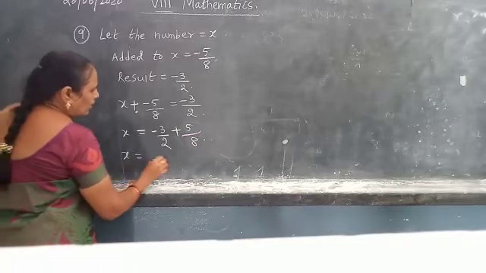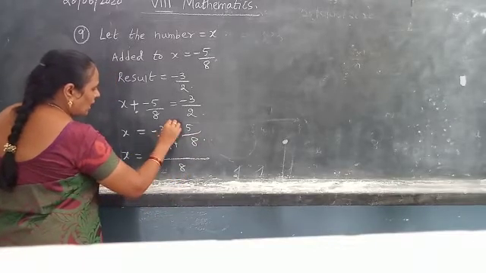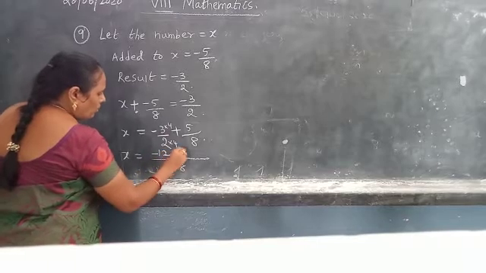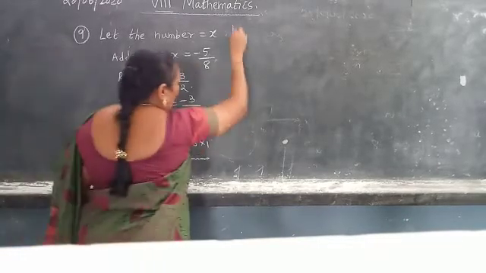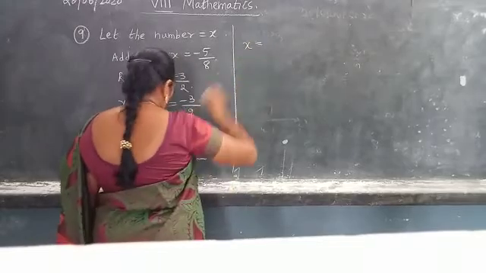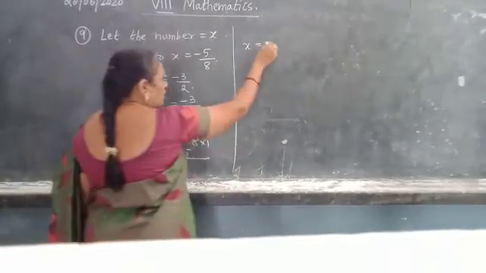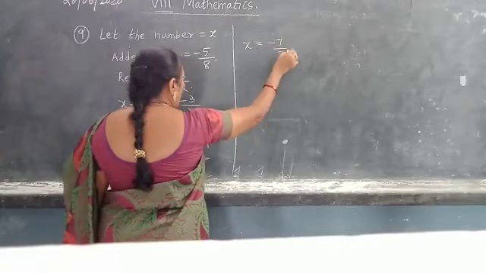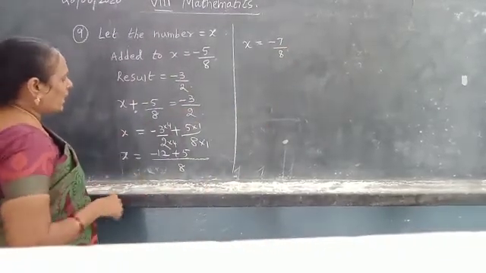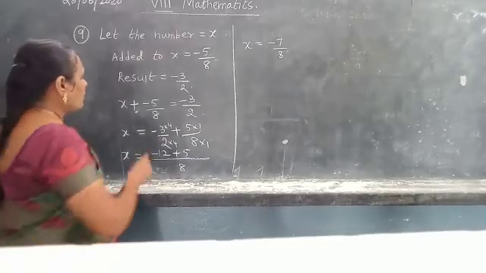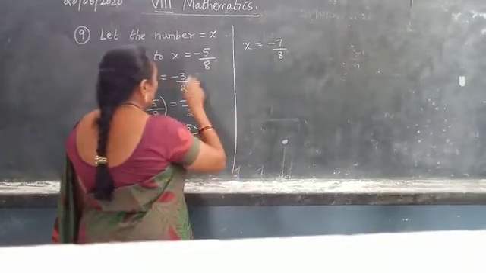So x is equal to minus 3 by 2 plus 5 by 8. LCM of 2 and 8 is 8. 4 2s are 8, 4 3s are 12; plus 8 1s are 8, 5 1s are 5. Therefore x is equal to minus 12 plus 5, which is minus 7 by 8. So x should be minus 7 by 8, that will be added to minus 5 by 8 to get minus 3 by 2.